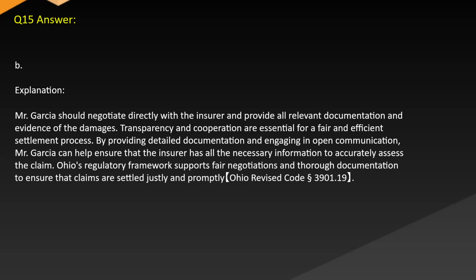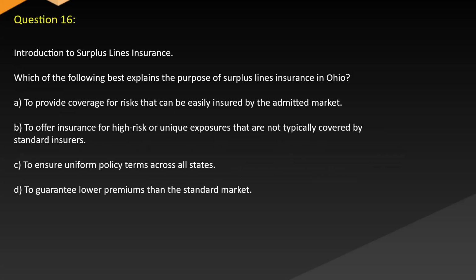Ohio Revised Code 3901.19. Question 16. Introduction to surplus lines insurance. Which of the following best explains the purpose of surplus lines insurance in Ohio?